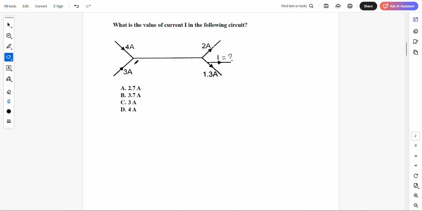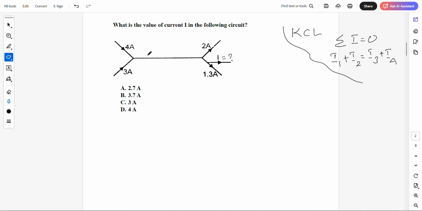Okay, here 4 plus 3. It is based on KCL, that is Kirchhoff's current law. We know that sigma I is equal to 0, or sum of incoming currents is equal to sum of outgoing currents. I1 plus I2 is equal to I3 plus I4 if I3 and I4 are outgoing. It's like this. Now this is based on Kirchhoff's current law.